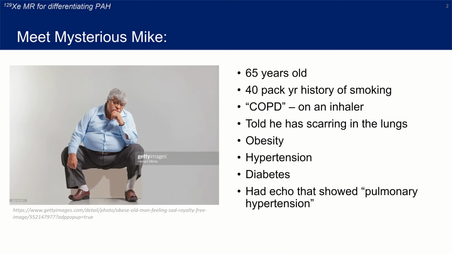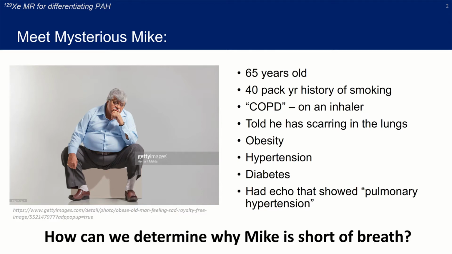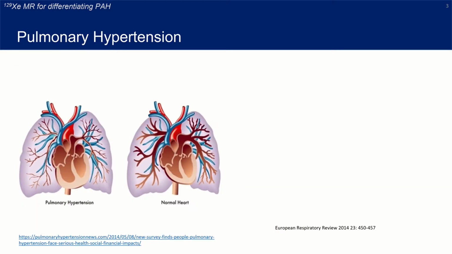Meet Mysterious Mike. He's a 65-year-old gentleman, very typical patient that we would see in clinic. He has a 40-pack year history of smoking. He has COPD, is on an inhaler for that, but has also been told he has scarring in the lungs. He is obese, he has hypertension and diabetes, and he recently had an echocardiogram that showed pulmonary hypertension. So again, this is a very typical type of patient that we see in our clinic. How can we determine why Mike is short of breath? There are multiple reasons why he would be.